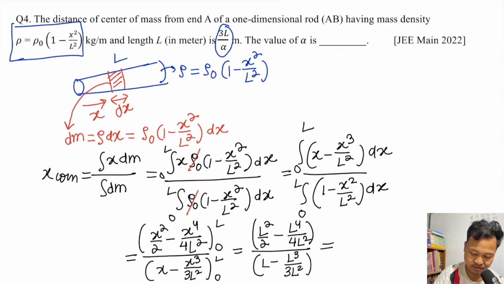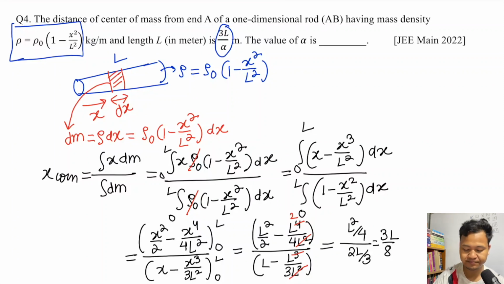So L squared to power 4 cancels, 2 remaining. L squared to power 3 cancels, L remaining. You solve this: L squared by 2 minus L squared by 4, so you will have L squared divided by 4, divided by L minus L by 3, so 2L divided by 3. So you'll have here 3L divided by 8.